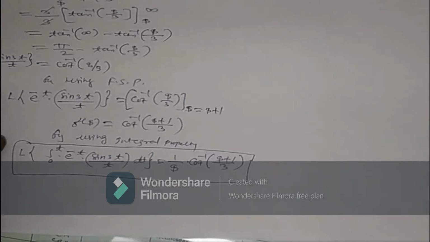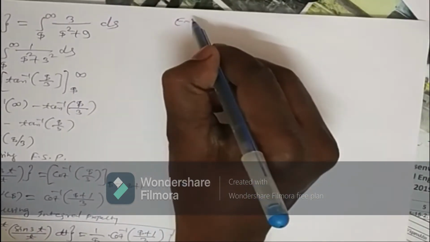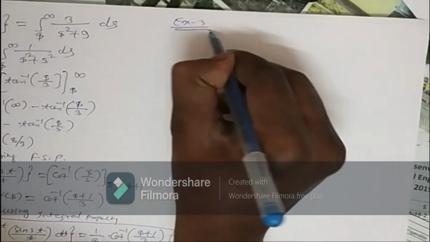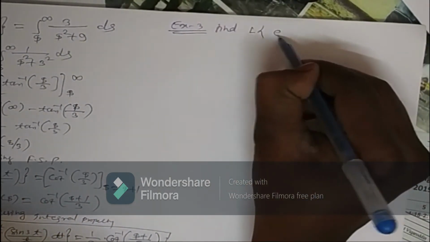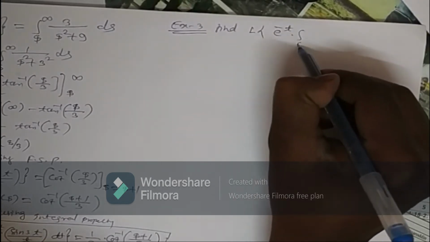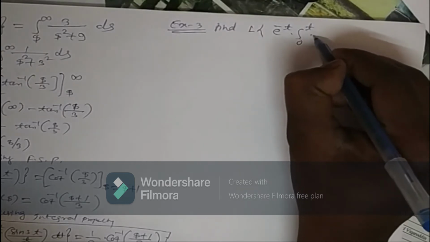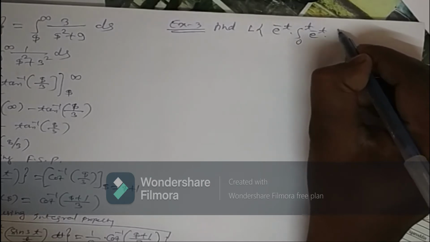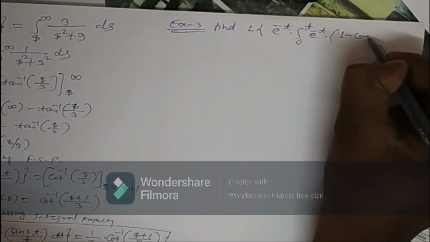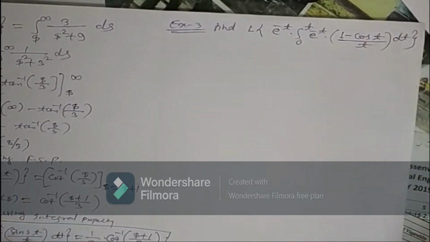Okay, is it simple? So now let us take another example, example number 3. Find the Laplace transform of e raised to minus t into the integration from 0 to t of e raised to minus t times the bracket 1 minus cos t upon t, bracket close, into dt.